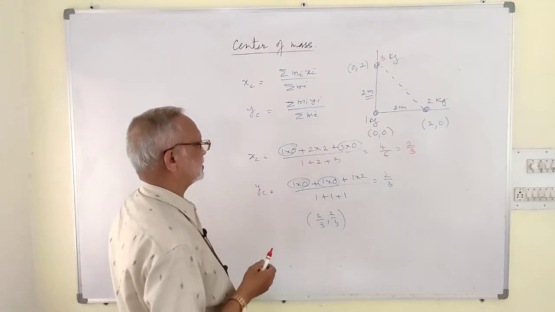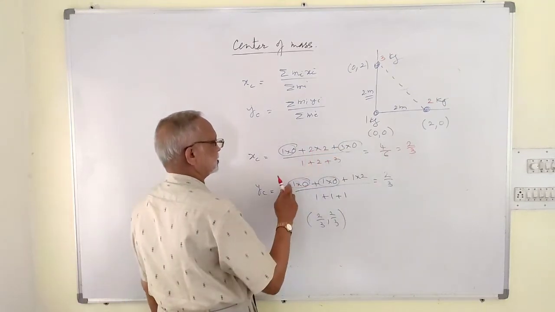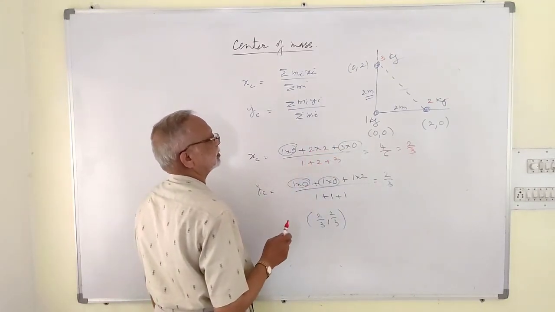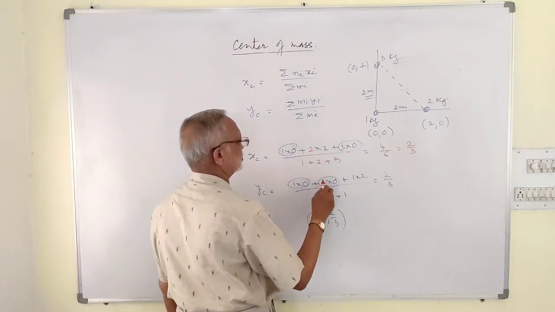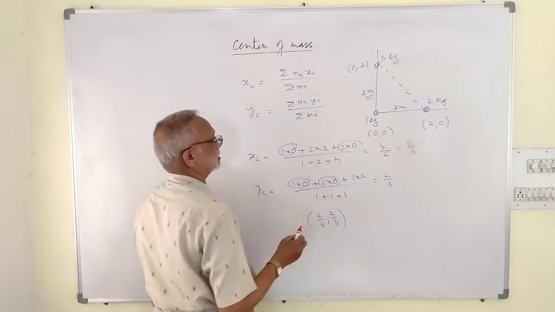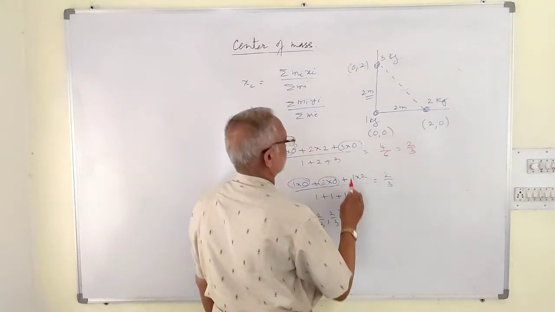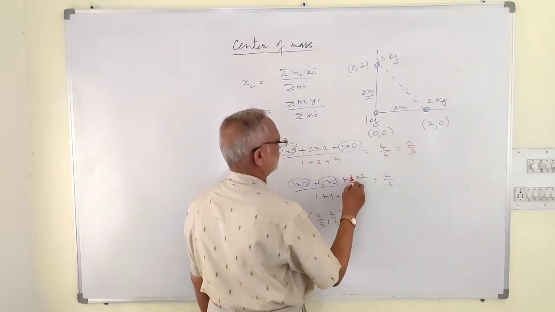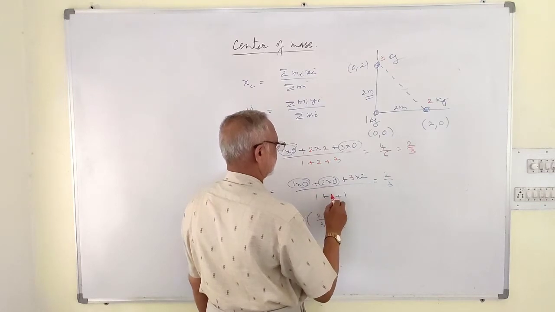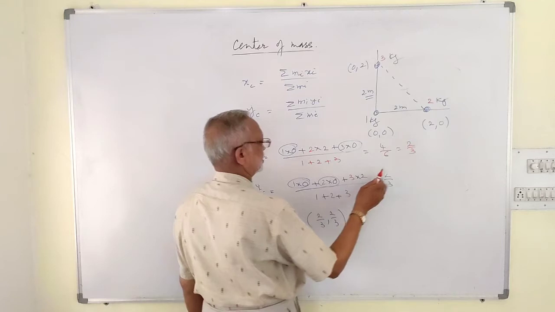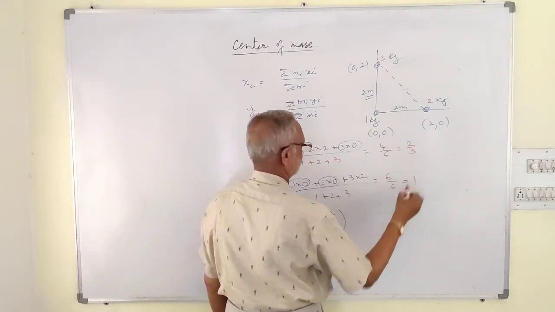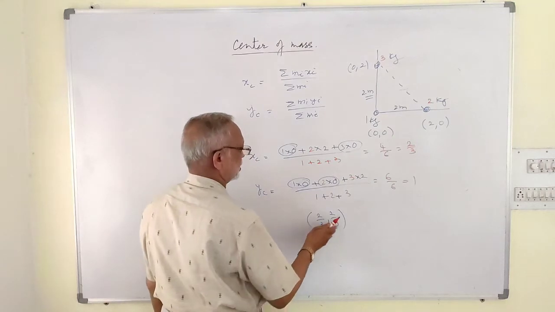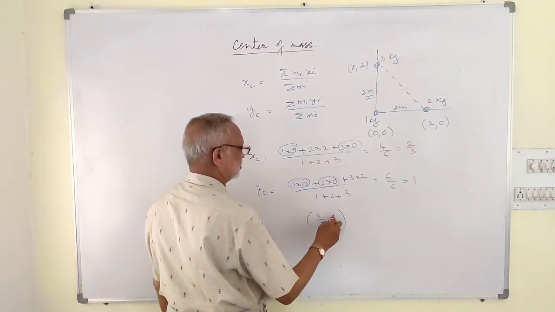Now let us find yc. m1 y1 is 1 into 0 plus m2 y2 is 2 into 0 plus m3 y3 is 3 into 2 divided by m1 plus m2 plus m3. So this is 3 2s are 6, 6 by 6, this is 1. Now the coordinates are 2 by 3 comma 1.